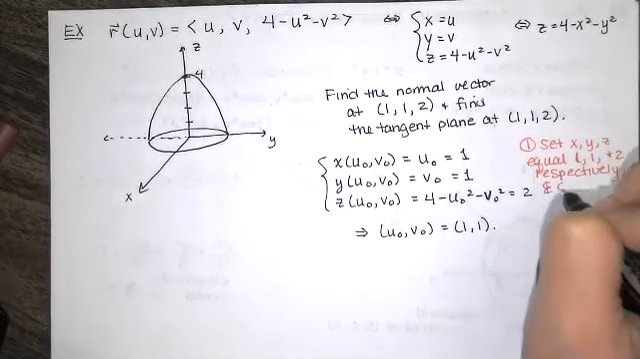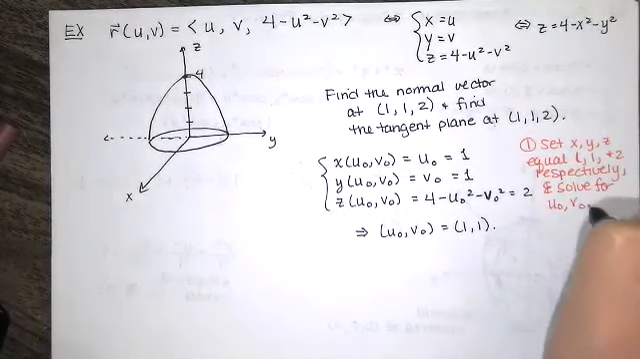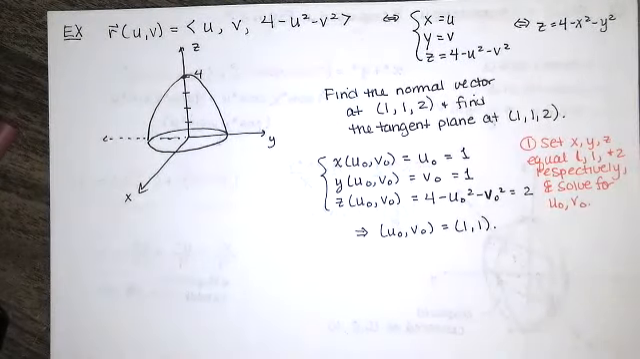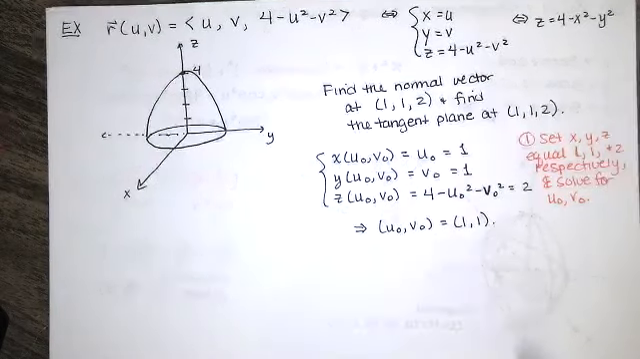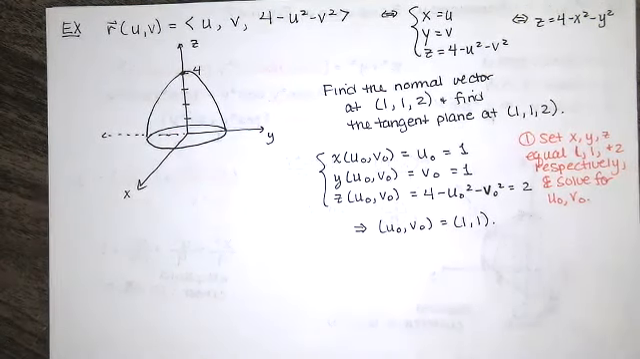And then we solve for u naught and v naught. Usually there's one equation that's really obvious that tells you what u naught or v naught has to be. In this case, there were 2 of them. Occasionally it requires a little bit more algebra, but most of the time it's pretty straightforward like this. So you find out that u naught and v naught have to be 1.